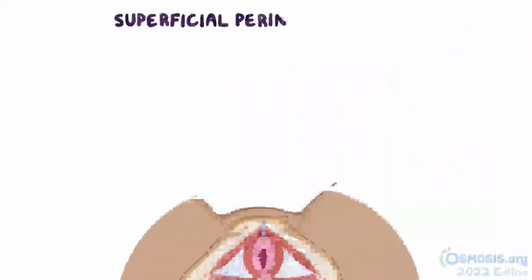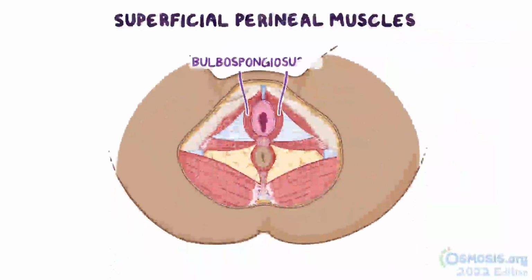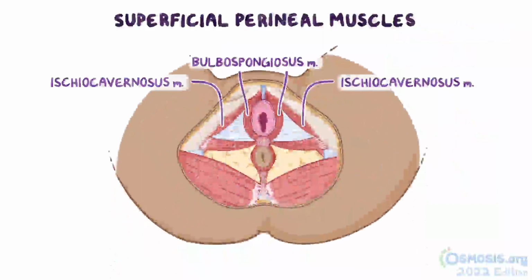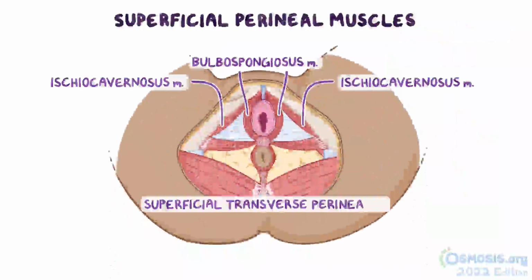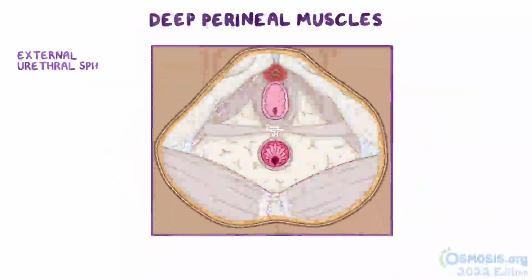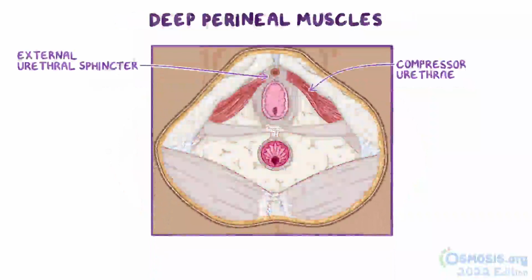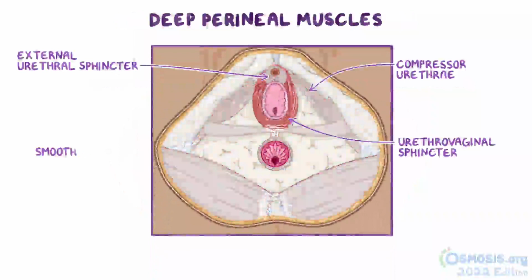Finally, the superficial perineal muscles include the bulbospongiosus, ischiocavernosus, and superficial transverse perineal muscles. Deep perineal muscles include the external urethral sphincter, the compressor urethrae, the urethrovaginal sphincter, and smooth muscle in place of the deep transverse perineal muscle.